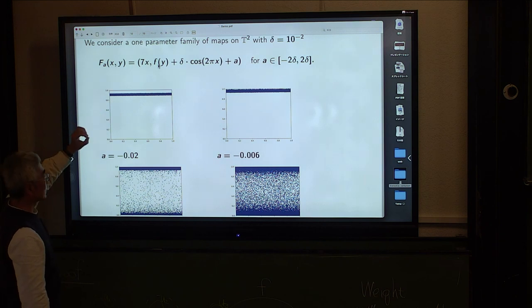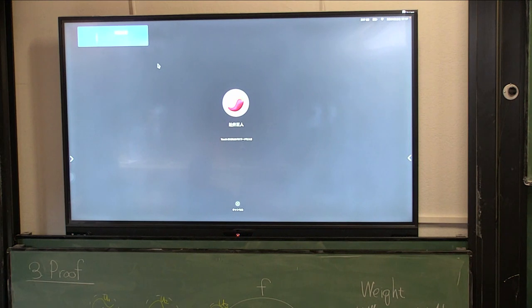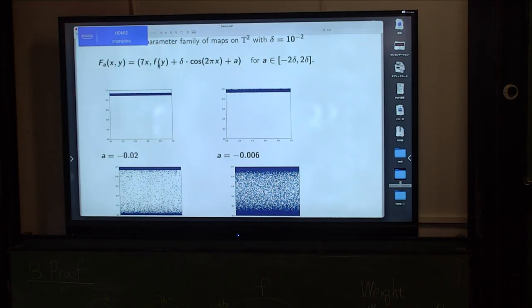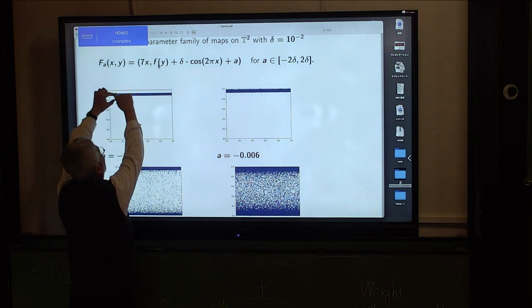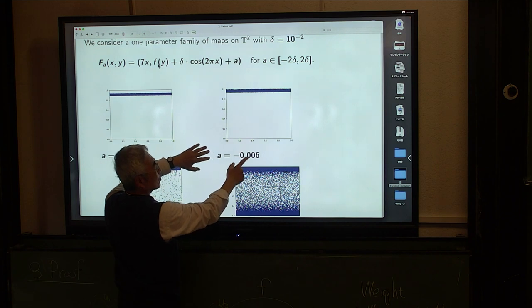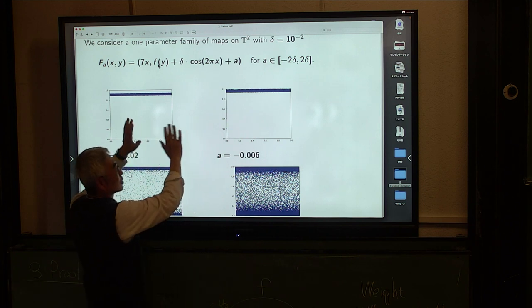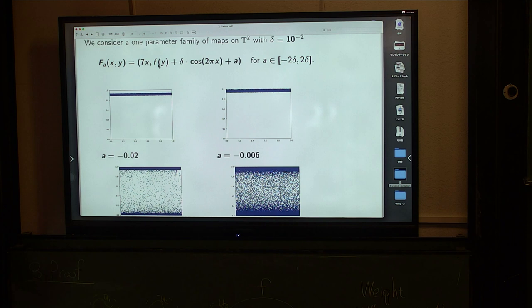If you consider precisely, the topological attractor... So here we have an annulus, this region, but if A is bigger than minus 0.01, then theoretically the attractor spreads all over the torus. We can show that most of the point orbits should be dense in T2. But it's difficult to observe.